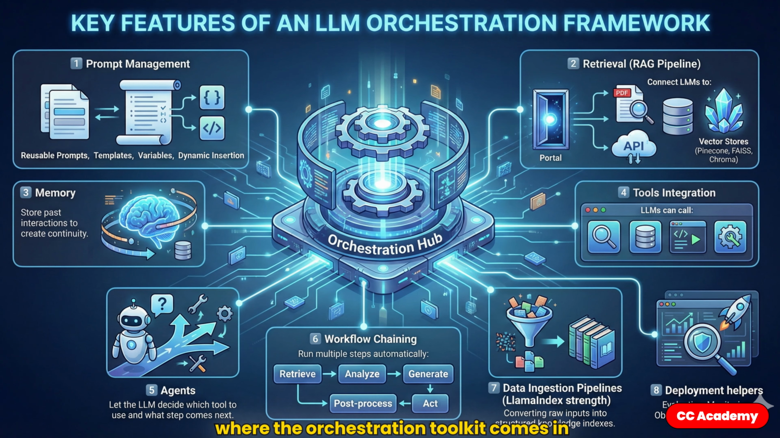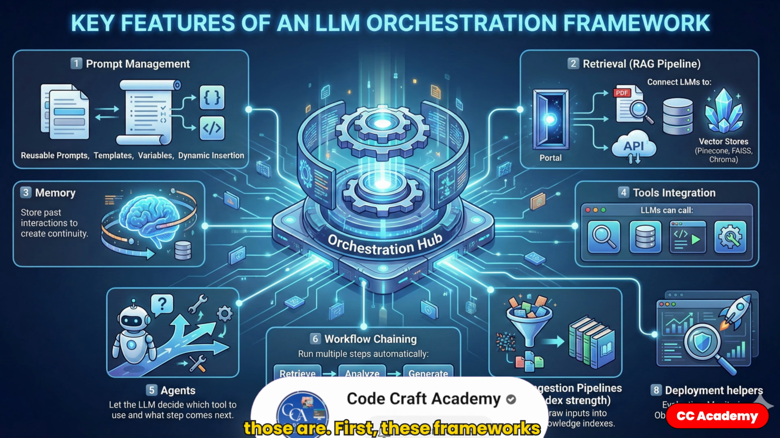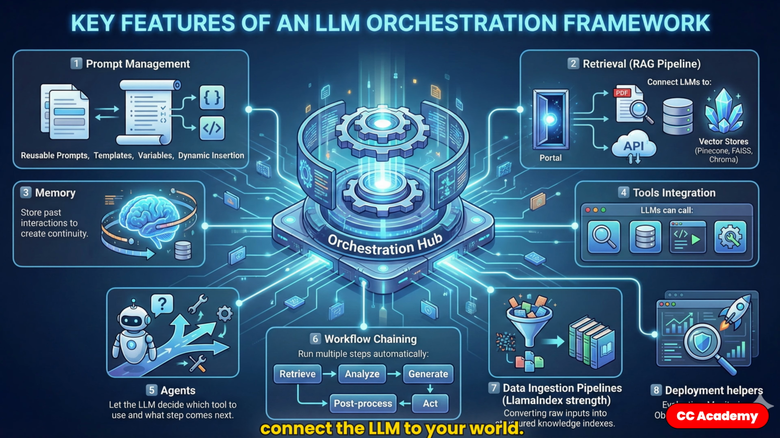All right, this is where the orchestration toolkit comes in to save the day. It basically gives the back-end brain a set of superpowers to tame all that chaos. Let's look at what those are. First, these frameworks connect the LLM to your world. So you've got something called Retrieval Augmented Generation, or RAG for short. This lets the framework go and fetch relevant info from your own private data, like PDFs or databases, before it even talks to the LLM. Then you've got tools. This is huge. Tools give the LLM the power to actually take action, like searching Google, querying a database, or calling an API.